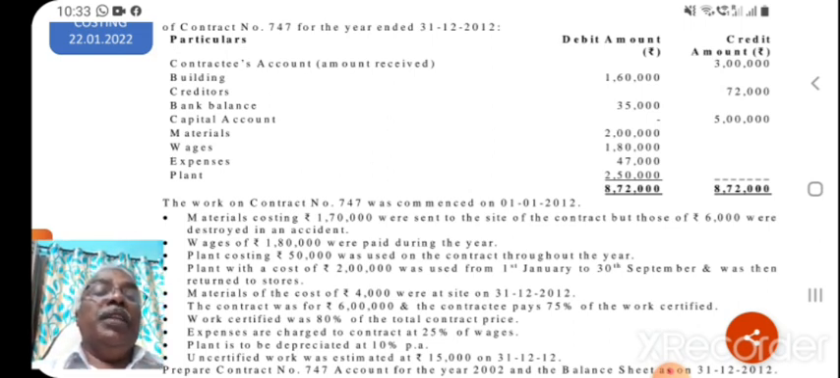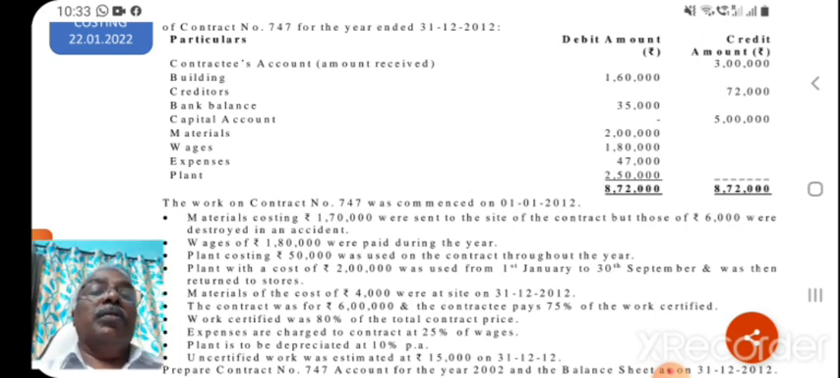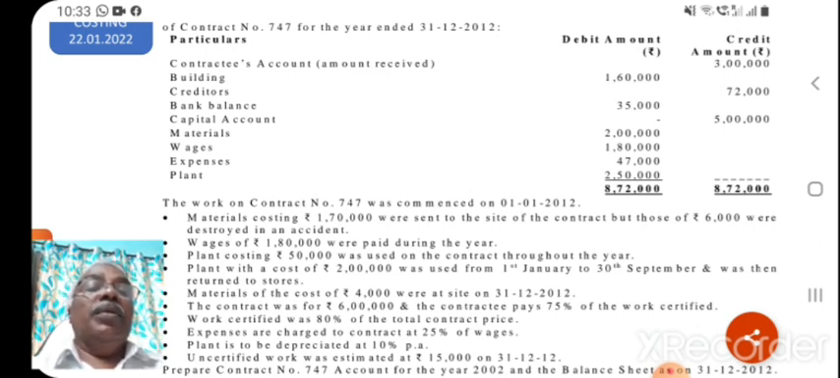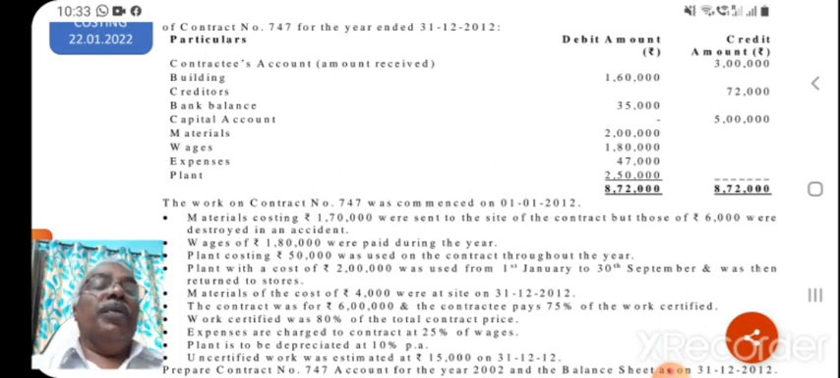Plant is to be depreciated at 10% per annum. So for plant 1, 50,000, full year depreciation should be passed. And for plant 2, the depreciation is for 9 months. Uncertified work was estimated at rupees 15,000. So it is the uncertified. We are supposed to prepare the contract account and also the balance sheet.